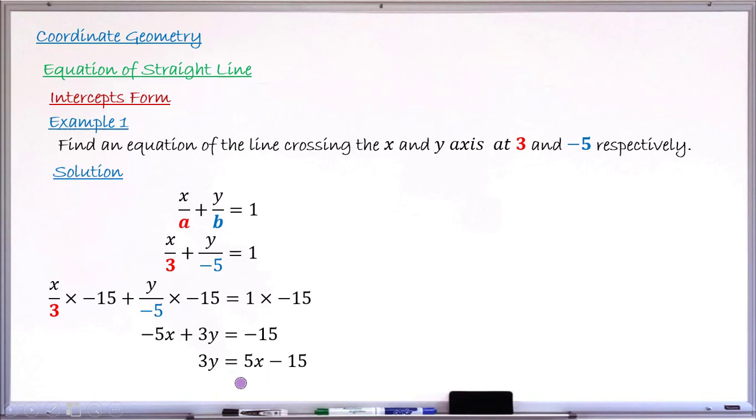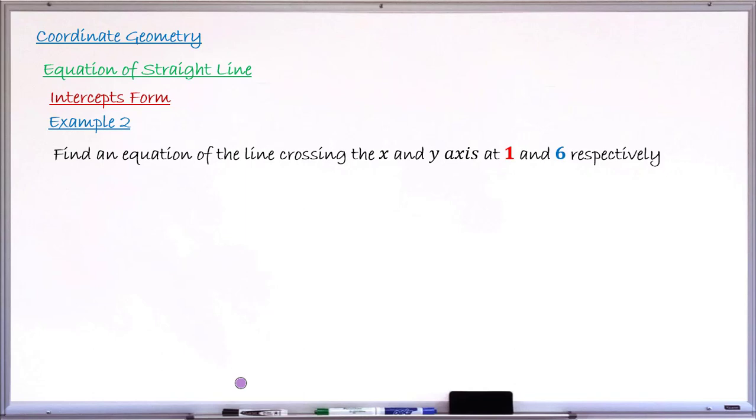And this would now be the equation of this very line. So let us move and take another example. Example number 2 says: find the equation of the line crossing the x and y axes at 1 and 6 respectively, which means 1 is the point where the line crosses the x-axis and 6 is the point where the line crosses the y-axis.